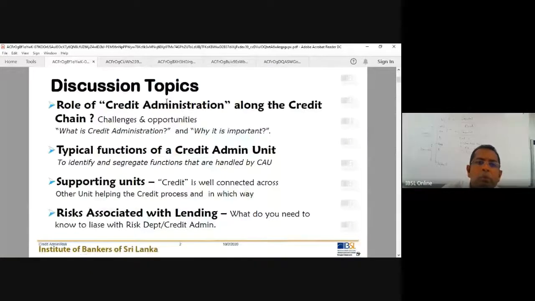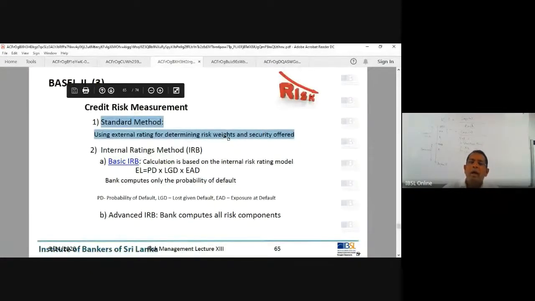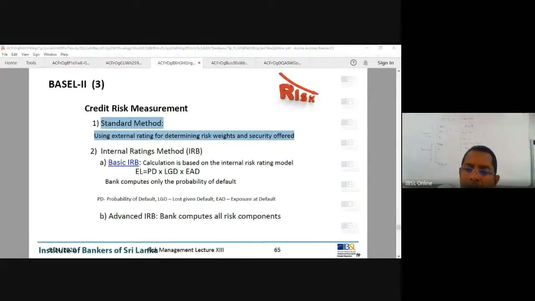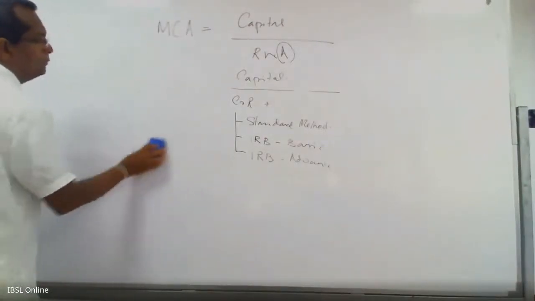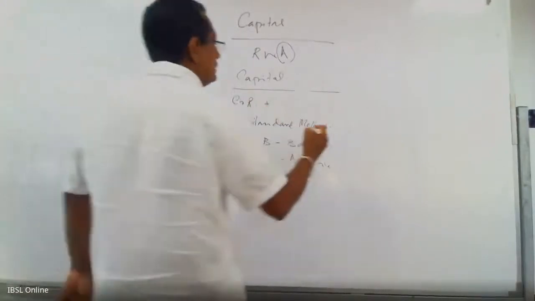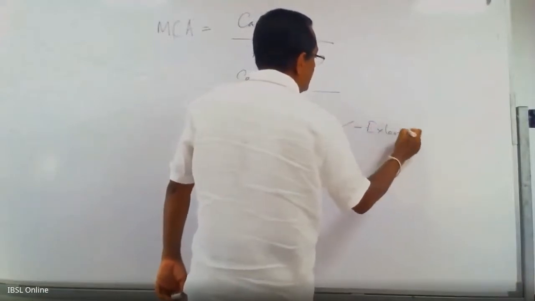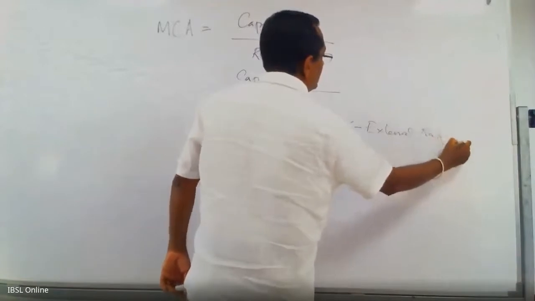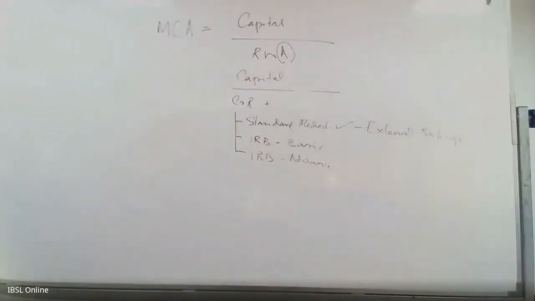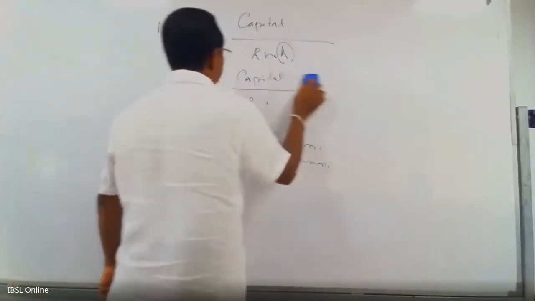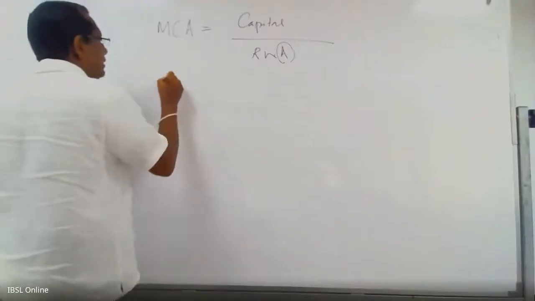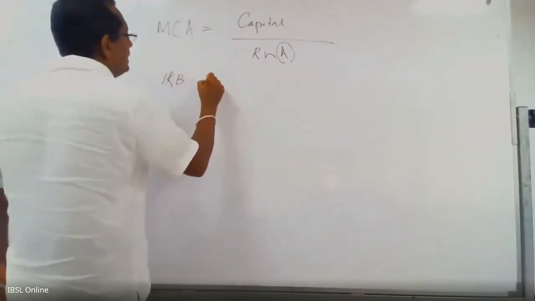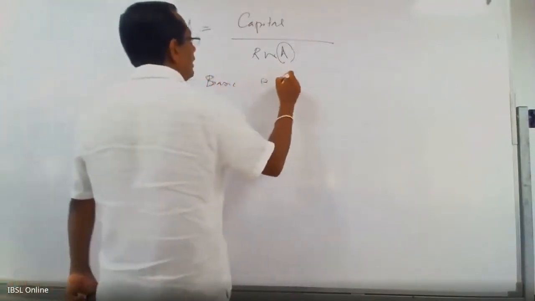Then we go to the other one. So we did this. This is based on external ratings, right? This is based on the external rating. Then we have internal rating based, standard, basic and advanced.